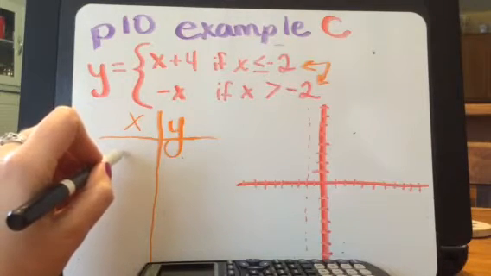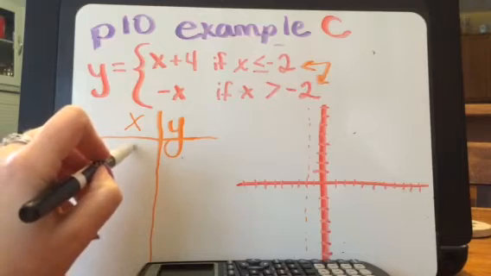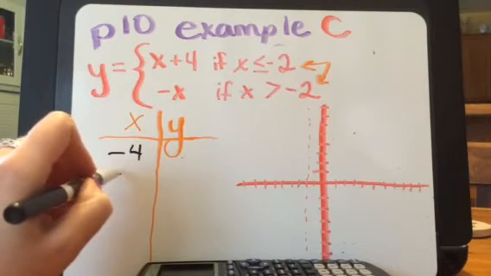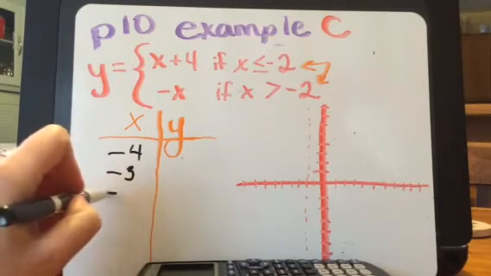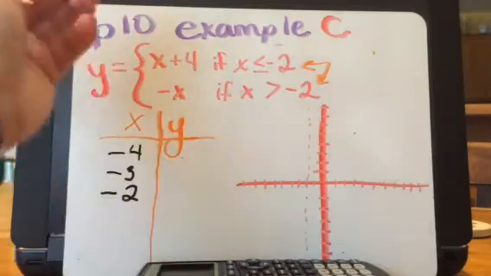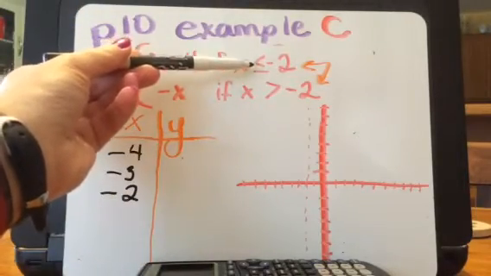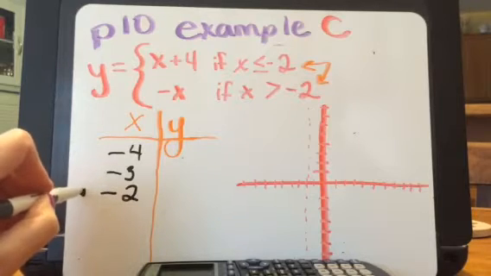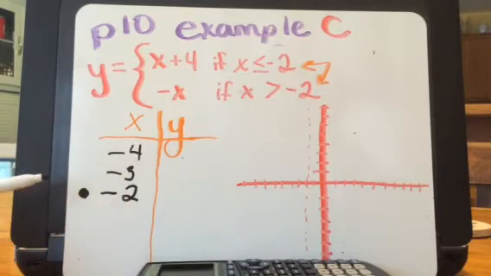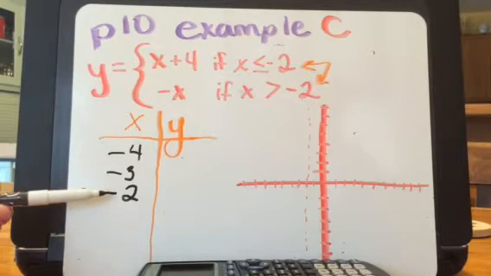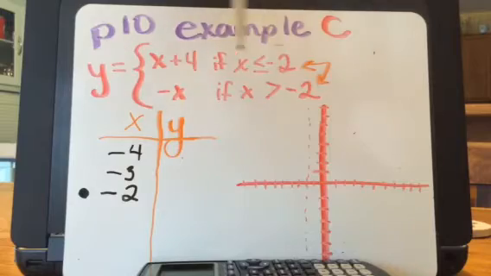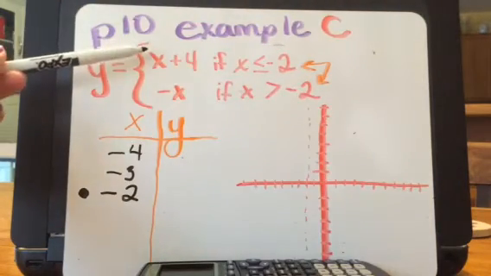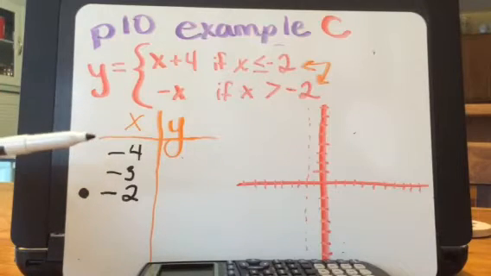Let's see, some things that are less than -2 would be like -4, -3, and yes, it can equal -2. So I'm going to make sure that I have that included. And since that's my dividing line, I'm going to remind myself this is going to be plotted as a solid circle, a solid dot at -2, because this rule actually applies to it. So I'm going to apply this first rule. I'm going to do it in black.